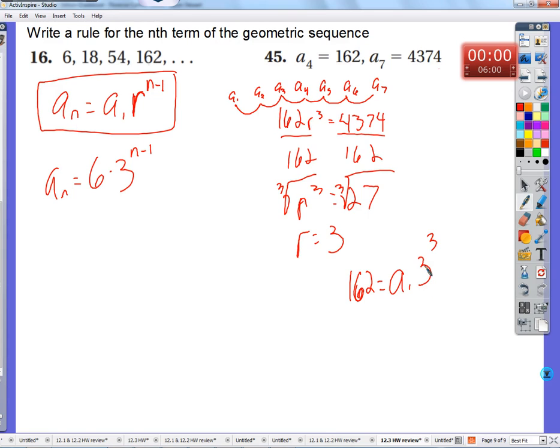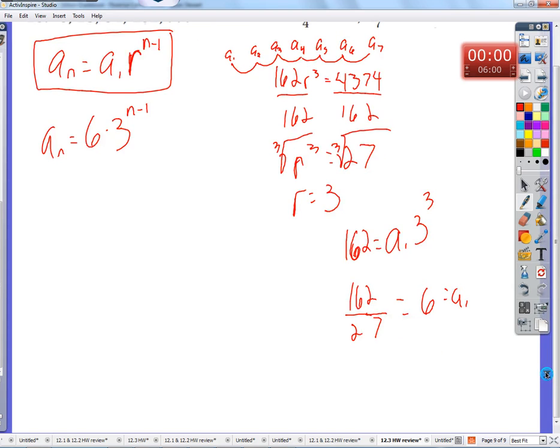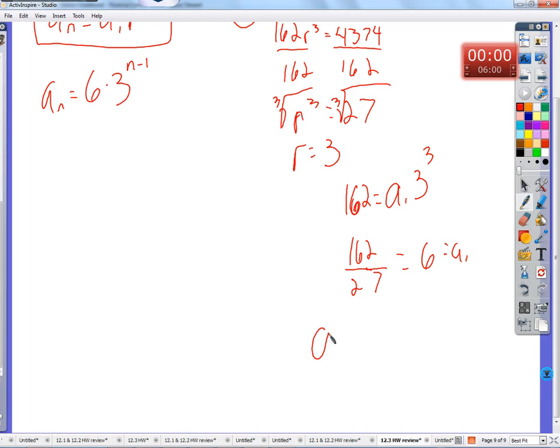So this is 27, 162 divided by 27. It's what? 6. A sub 1 is 6. We're not done. We've got to finish and write the formula. A sub n equals 6 times 3 to the n minus 1.